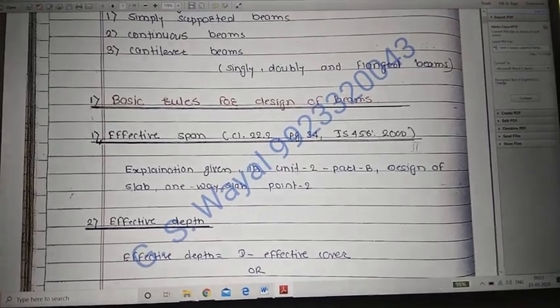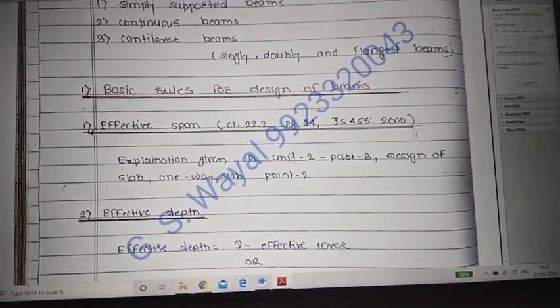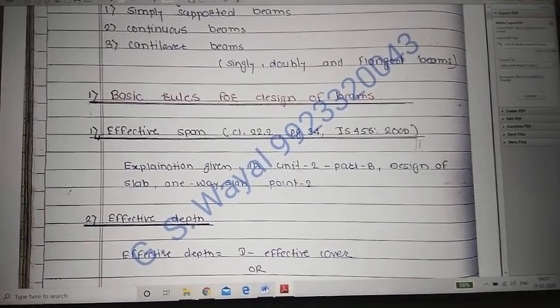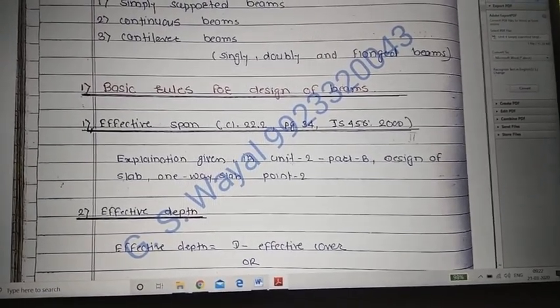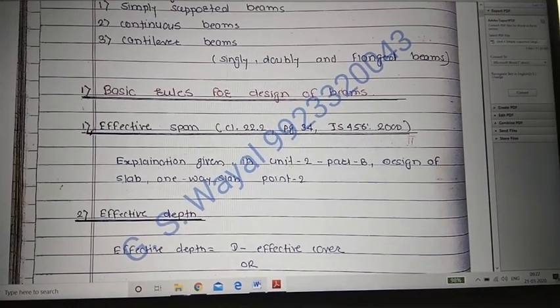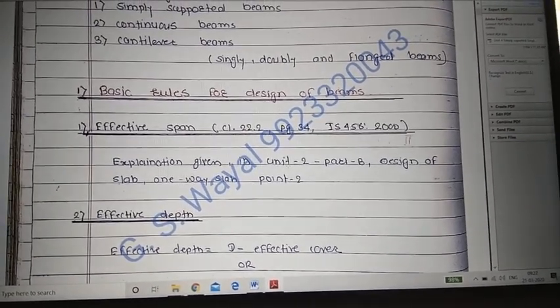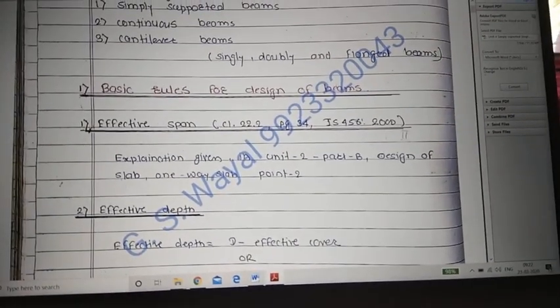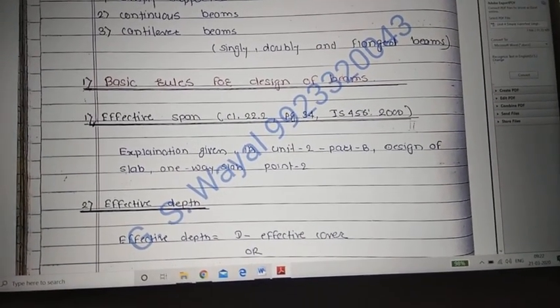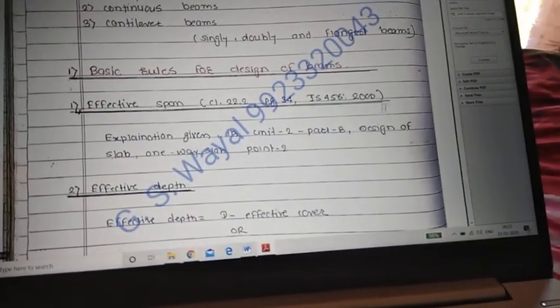First, effective span. Effective span we already discussed in slab, that is unit number 2, and some explanations regarding the effective span are given in clause number 22.2, page number 34 of IS 456. You will see here I have given the clause number, so we can refer to this IS code and clause.